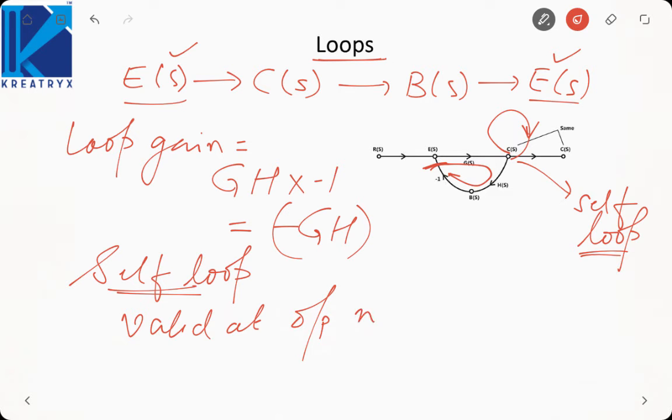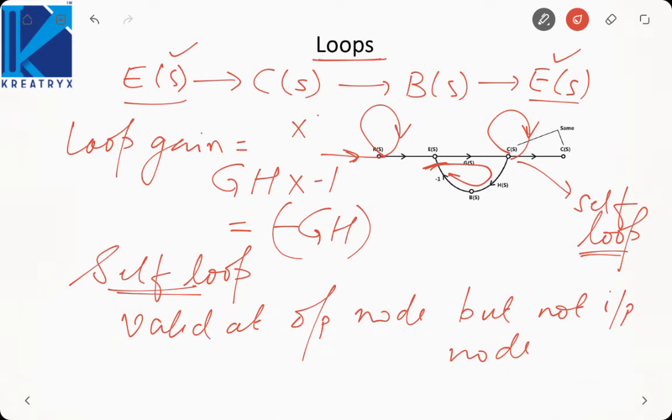Okay, a self loop can be present at an output node but not at an input node. If I give a self loop at an input node, you will not consider it as such, or you will have to take an additional input node, that is X. This self loop cannot be defined at an input node because the criterion for an input node is that there should be only outgoing branches. But this branch is returning to the input, so it is not an input node. That is why self loops are not defined at an input node.